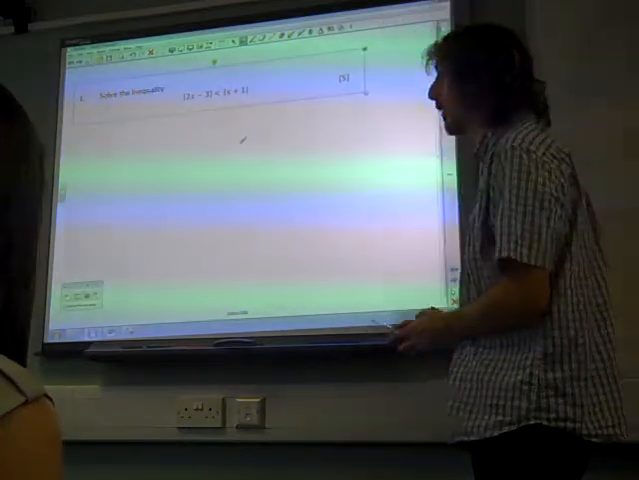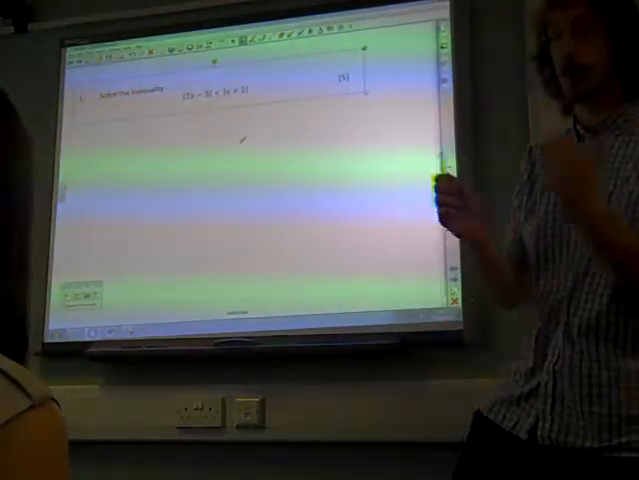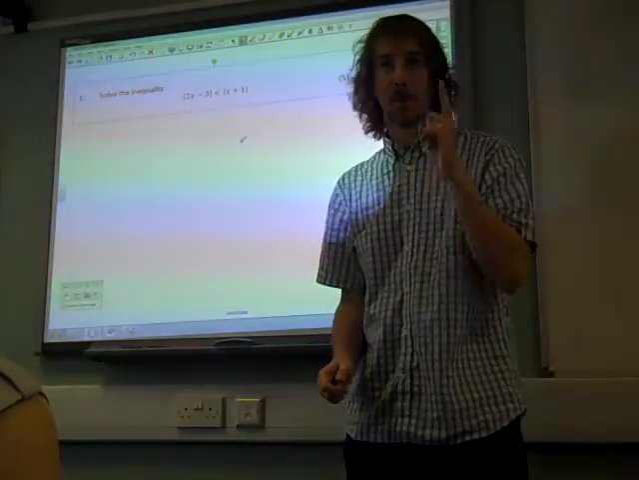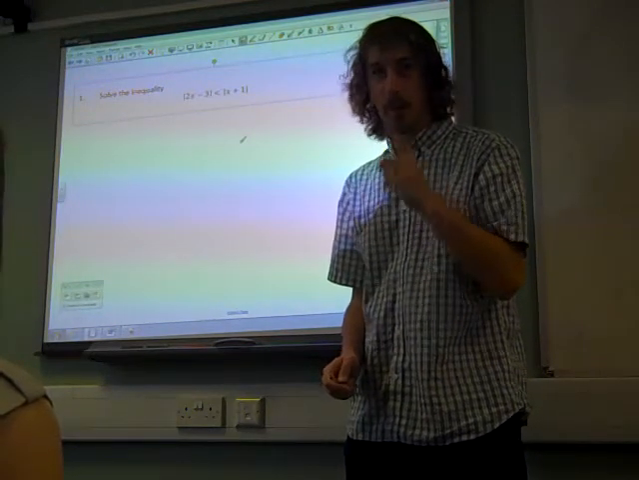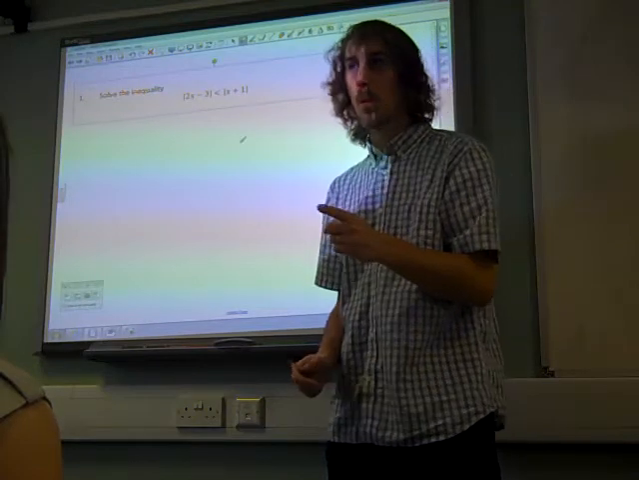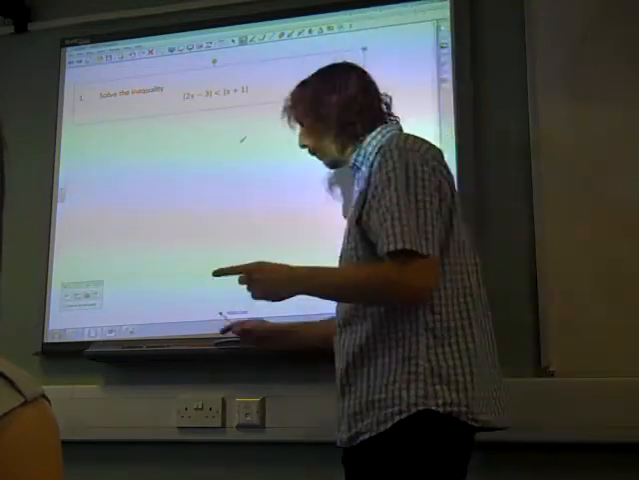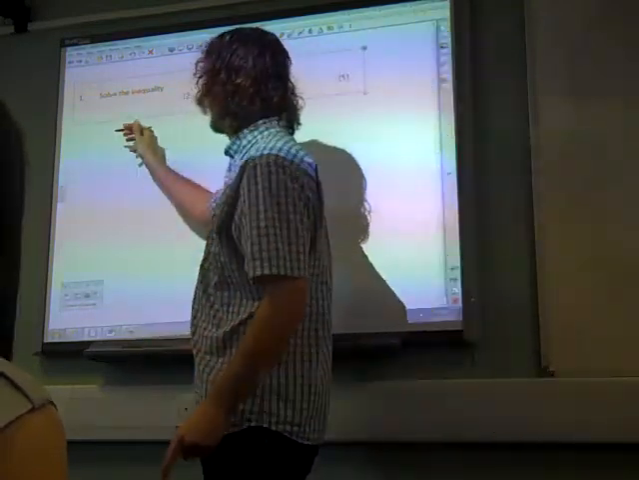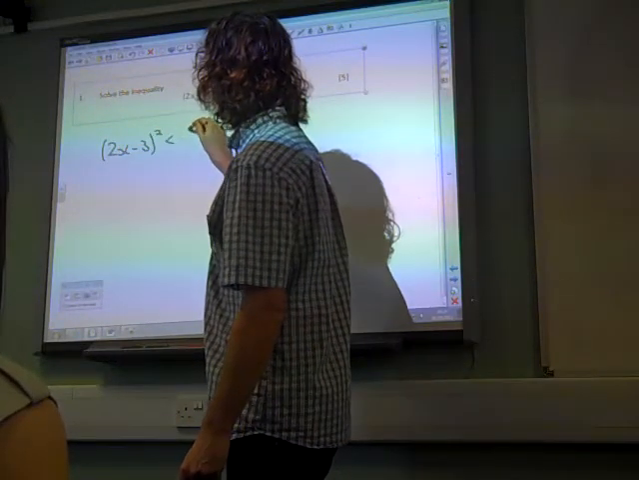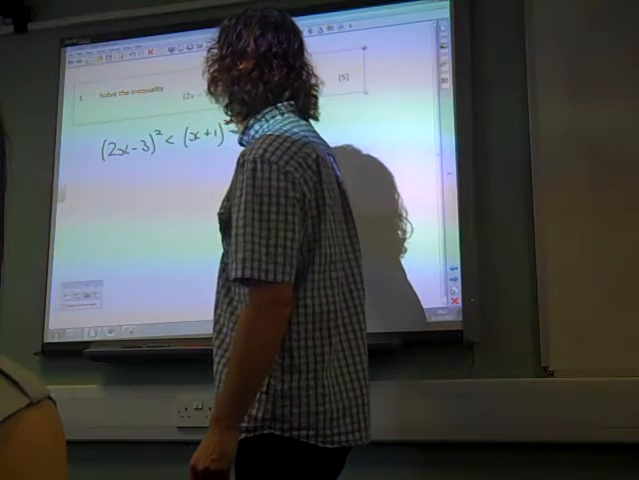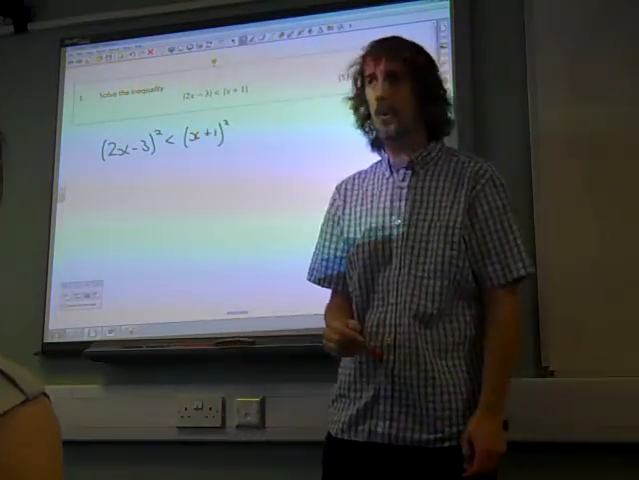Right, solve the inequality. 2x minus 3 is less than x plus 1. Now, remember we've got two ways of doing this. Should we do them both ways? No. Okay, well one of the ways was squaring, this was method number 2, nobody liked it. It was squaring both sides, and then trying to go from there. Oh, terrible way of doing it.